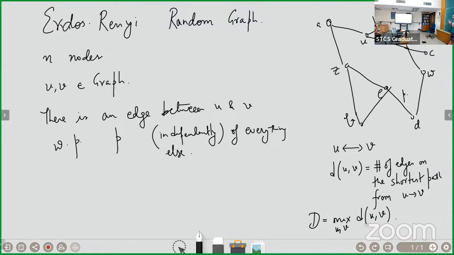The expected diameter is 2. With high probability, the diameter is 2. What you can expect is much stronger than that. It's an incredible result that you can essentially go from any node to any node in this graph once you have ensured that there is connectivity. Connectivity means that I can go from any node to any other. That's when diameter makes sense.